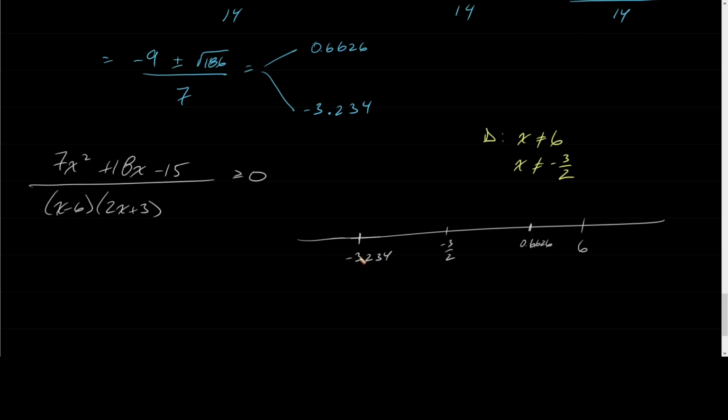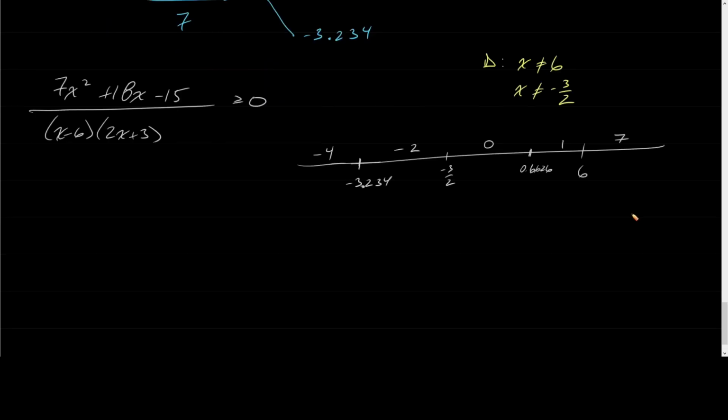Now, what values are we going to use? Well, to the left of negative 3, I'm going to test negative 4. Between negative 3 and negative 3 halves, I'm going to test negative 2. Between negative 3 halves and 0.6, I'm going to test 0. Between 0.6 and 6, I'm going to test 1. And above 6, I'm going to test 7. So we've got a whole bunch of things to test around here.